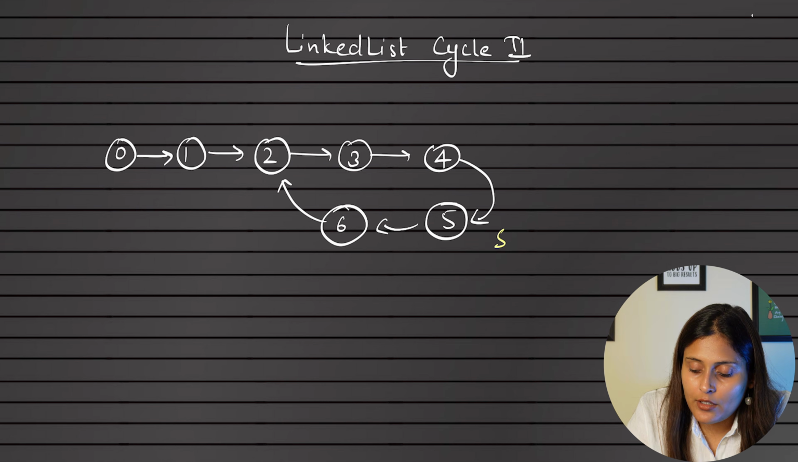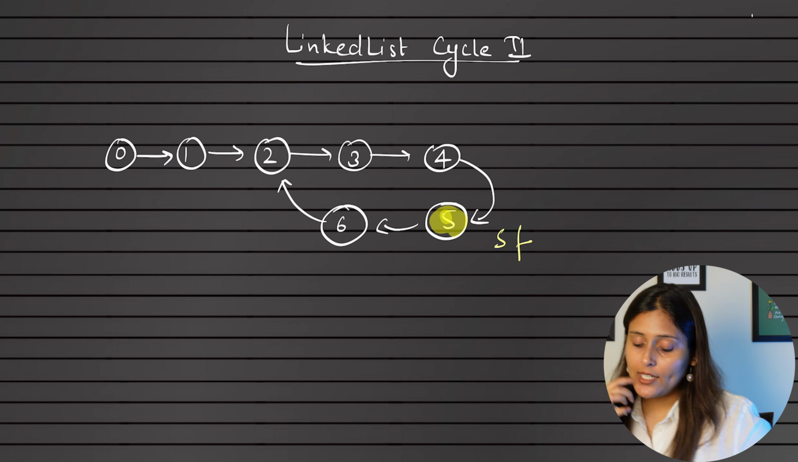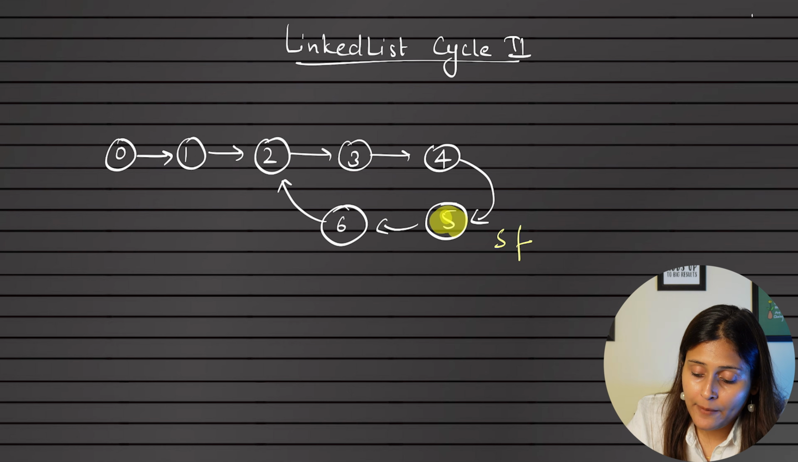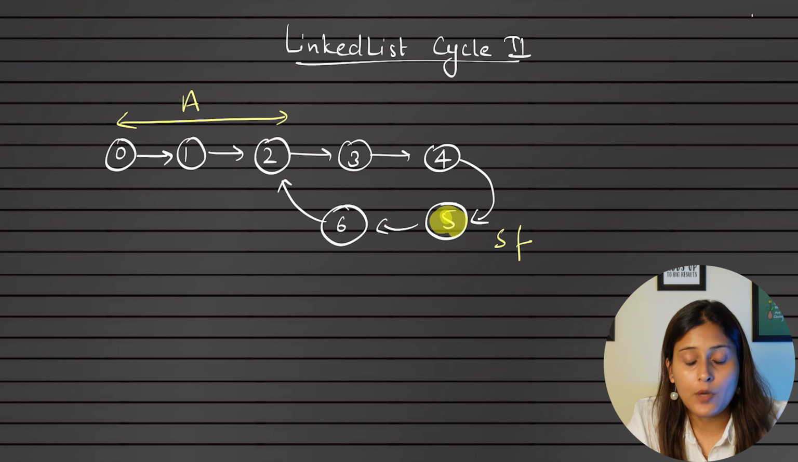Yes, at 5. Okay, so let's color this. They met at 5. Done. Now we have to give the proof. Let's say the length from the 0 node, the head node, to the node where the cycle starts, let's call it length A.